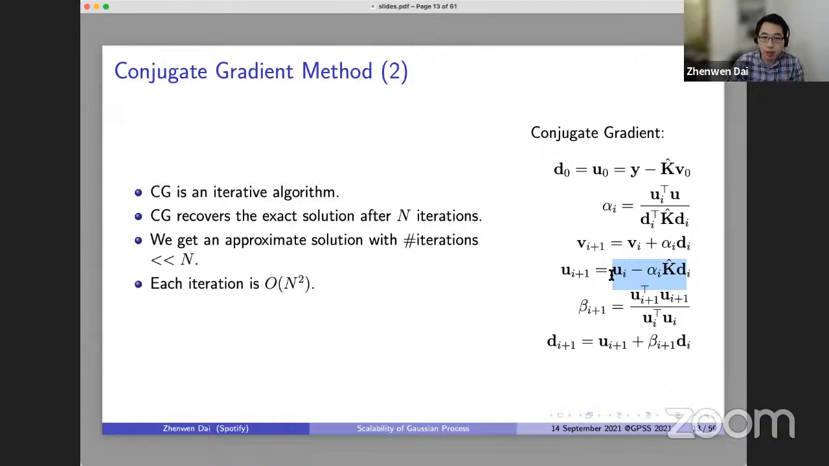But the idea of the conjugate gradient approximation is that we try to get approximate solutions by taking a number of iterations much smaller than n, typically a constant number, so that the overall complexity becomes n squared instead of n cubic.